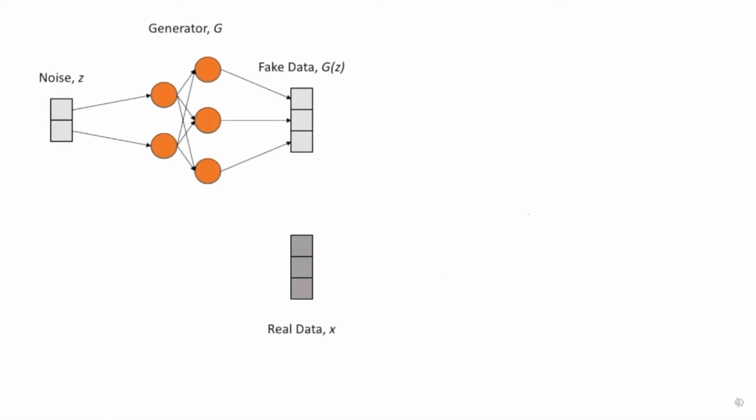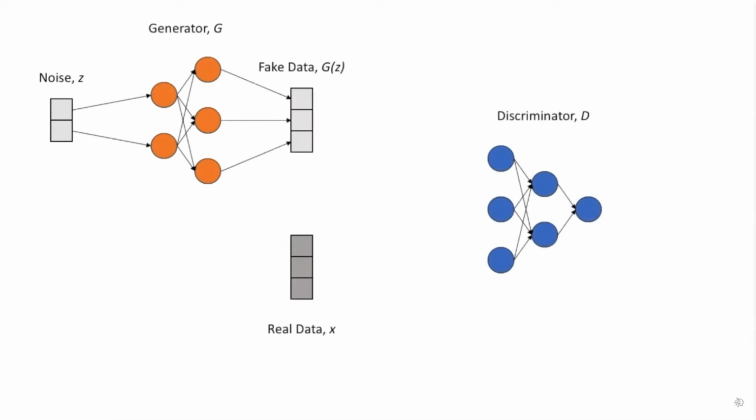Next, we have the real data, denoted here as X. Notice that the output of the generator is the same dimension as the real data. This is indicated here by 3 boxes. Finally, we have the discriminator neural network. The input to the discriminator network is either a fake sample or a real one.